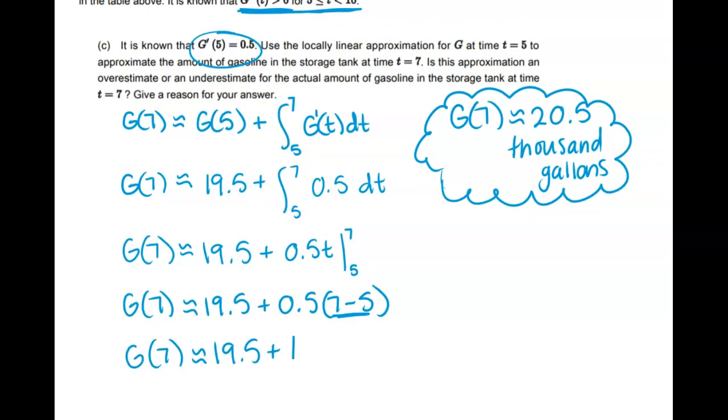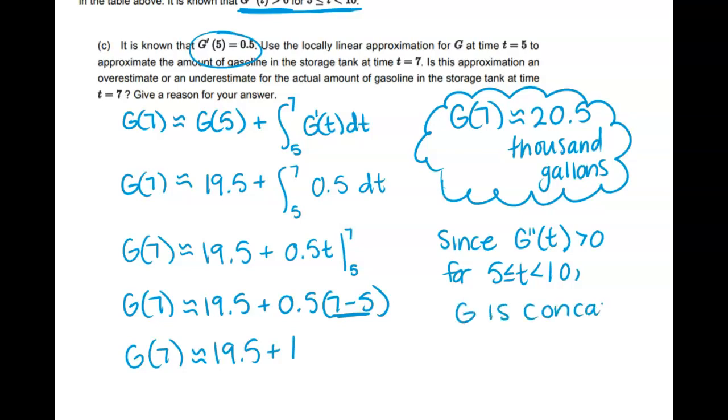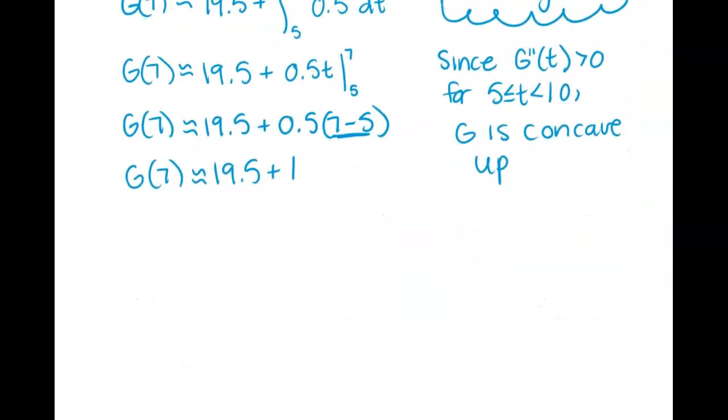So, since the second derivative of g is greater than 0 for 5 to 10, g is concave up. And what does that tell us? Well, let's sketch a little picture. Concave up will look like this, kinda.